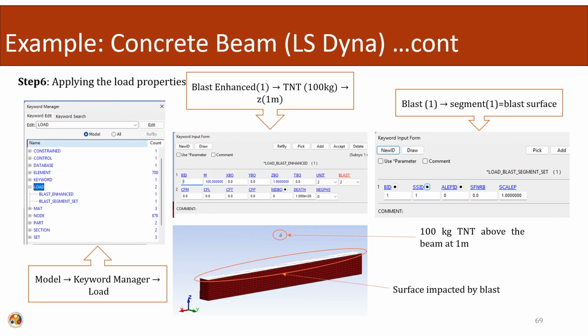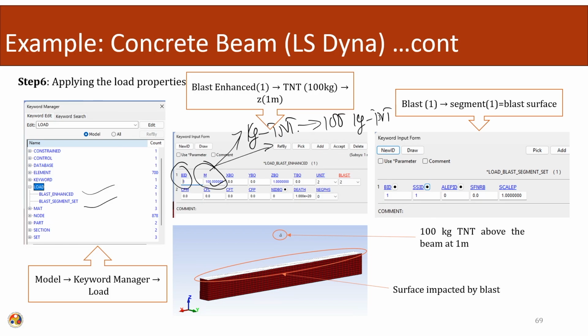Now our sections are ready. Now we need to apply the loading. So we are applying the loading using the keywords blast enhanced and blast segment set. So in the blast enhanced what happens, we will give one ID, M, this is the mass of the charge. So this is nothing but kg TNT. So here we are putting 100, so we are putting 100 kg of TNT.